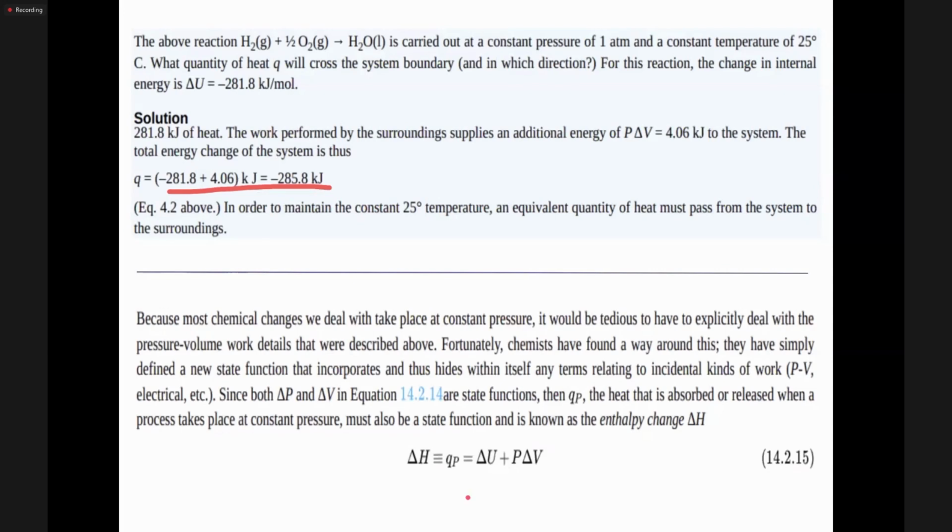Because at a constant pressure, from delta of PV, the P will be treated as a constant and it will be taken out from the system. Enthalpy will be hiding some amount and it will be saving it too.